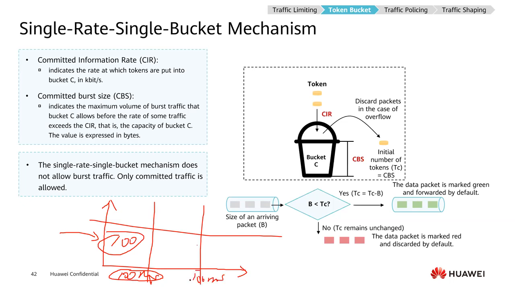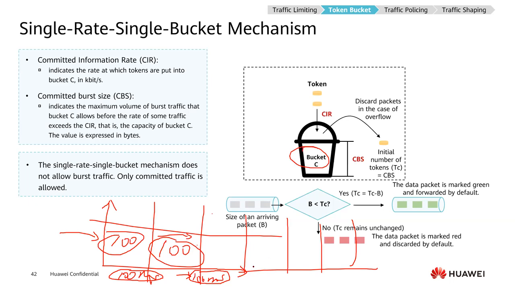in the second 100 millisecond time slot, actually there are a lot of different time slots. In the second time slot, we'll put another 100 tokens into this bucket. So in the second time slot, the total packets it can forward out is also 100. So we can divide this bucket into different time slots, 100 and 100 tokens.